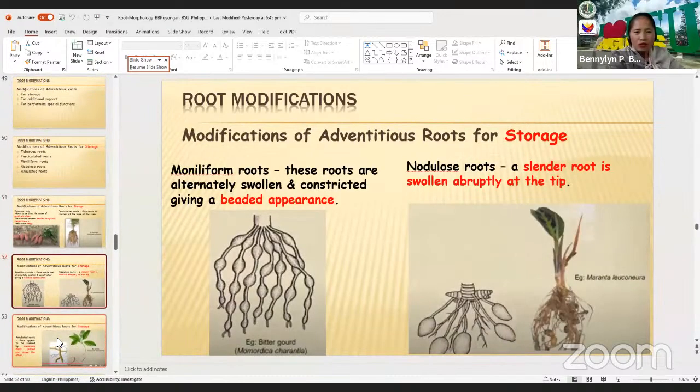And then we have the moniliform roots. These roots are alternately swollen and constricted, giving a beaded appearance. So the example here is the bitter gourd or Momordica charantia. So that's for the moniliform, beaded appearance. The roots are like beads. For nodulous roots, a slender root is swollen abruptly at the tip. Example is the Maranta arundinacea or the ginger. So that's for the moniliform and the nodulous.